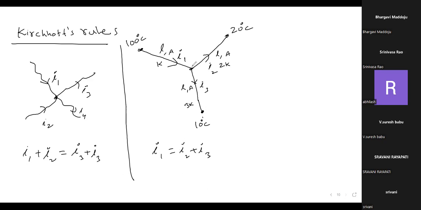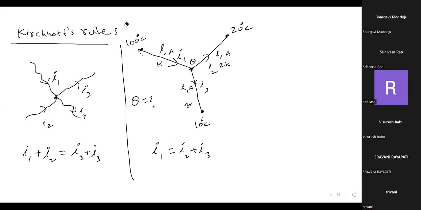Now, how to calculate the junction temperature? Suppose theta is the junction temperature. How to calculate theta at this position? The three rods are there like this. This end is at 100, here 20, here 10. All the rods have the same length and same area of cross section. Only thermal conductivities are different: this rod has K, this rod has 2K, this rod has 3K. Current is nothing but temperature difference divided by thermal resistance. Assume the resistance of this one is R1.